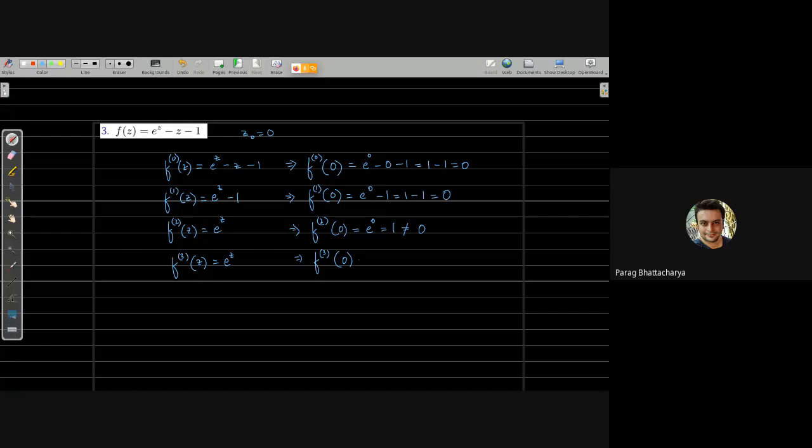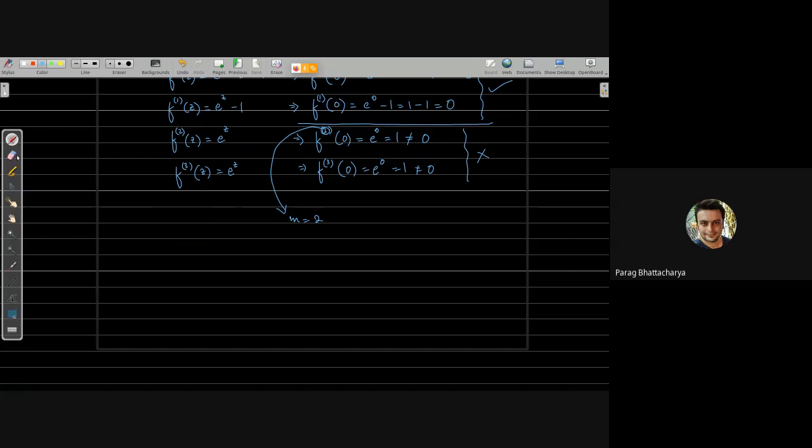This is also non-zero. So you can see here, till here it is 0, but from here onwards it is non-zero. So what is the minimum derivative at which it becomes non-zero? The minimum derivative is 2. So that means m equals 2. So in this problem, z naught equals 0 is a zero of order 2.